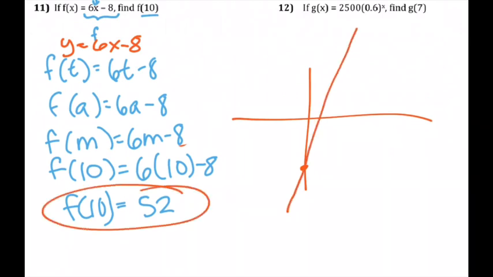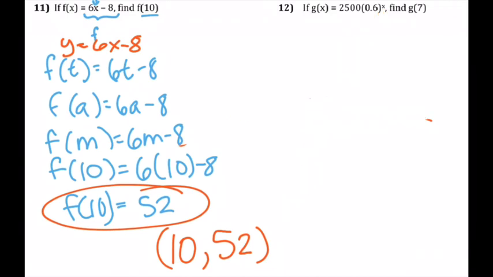What this right here means is that if I went over to 10 on the x-axis, I would have to go up to 52 to find my graph. If I went over to 10, I'd be going up to 52 before I found my graph. That's what that means. If the input is 10, the output is 52. So it gives us a location on our graph. It gives us a specific point, and that's what we use function notation for a lot. Okay, we find a specific location on that graph.